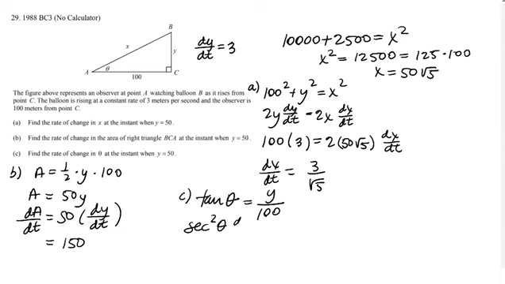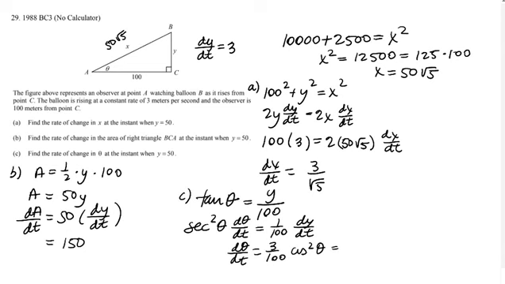Therefore, secant squared theta d theta/dt equals 1/100th of dy/dt. Right, and so d theta/dt equals, okay, dy/dt is 3, so 3 one-hundredths, multiply both sides by cosine squared theta. Okay, and so at this point, what I need to find is cosine of theta, and then I'm going to square it. So for cosine of theta, I've got x, I've got y, I've got 100. So really, in order to get cosine of theta, I just need x, and that's 50 root 5.